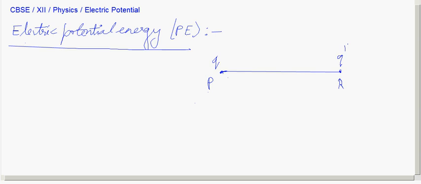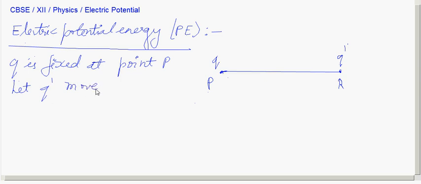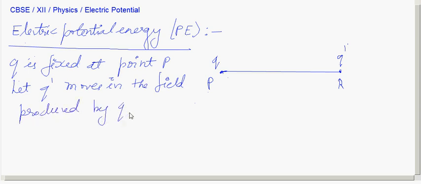So consider a system of two point charges. Let Q be fixed at point P. Let Q dash move in the field produced by Q. And let us say Q dash moves from R to some point, let me say S, R to S along a radial line PRS.